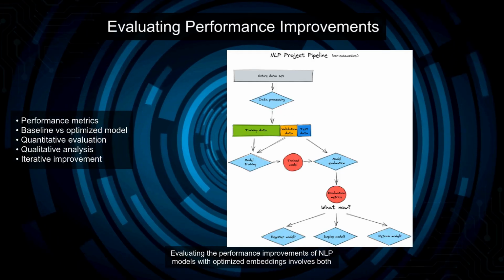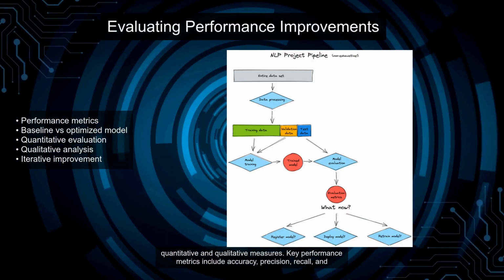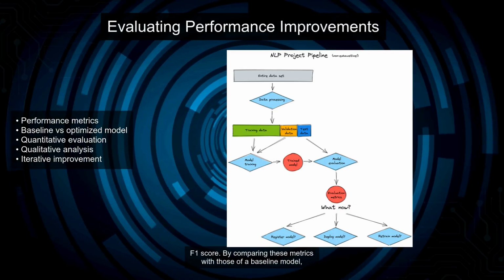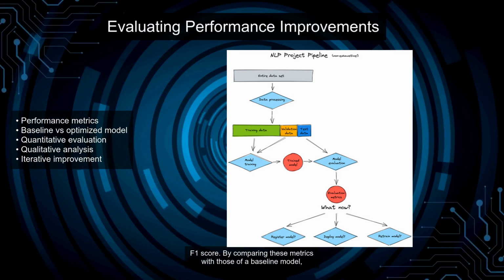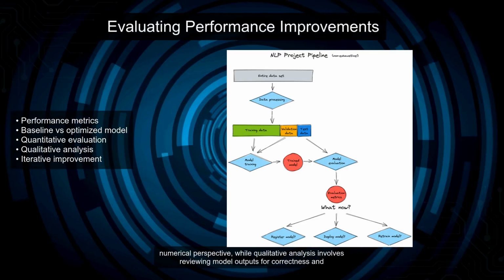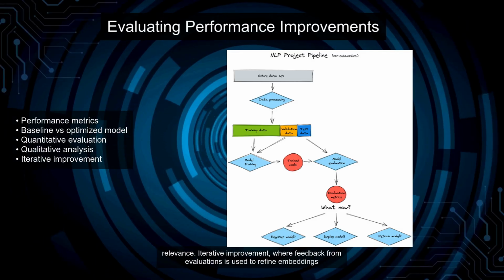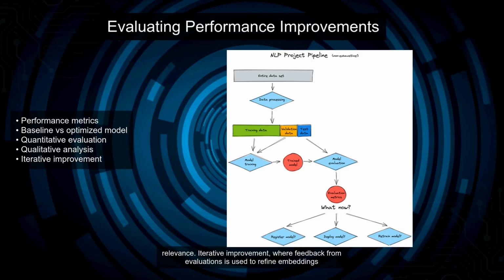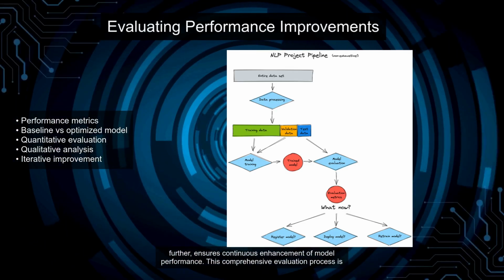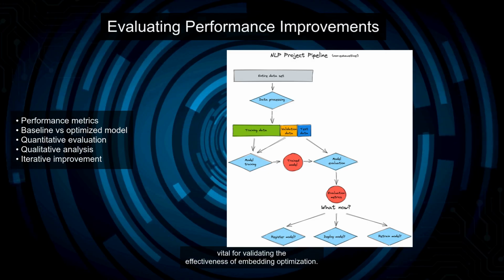Evaluating the performance improvements of NLP models with optimized embeddings involves both quantitative and qualitative measures. Key performance metrics include accuracy, precision, recall, and F1 score. By comparing these metrics with those of a baseline model, we can assess the impact of embedding optimization. Quantitative evaluation provides a numerical perspective, while qualitative analysis involves reviewing model outputs for correctness and relevance. Iterative improvement, where feedback from evaluations is used to refine embeddings further, ensures continuous enhancement of model performance. This comprehensive evaluation process is vital for validating the effectiveness of embedding optimization.